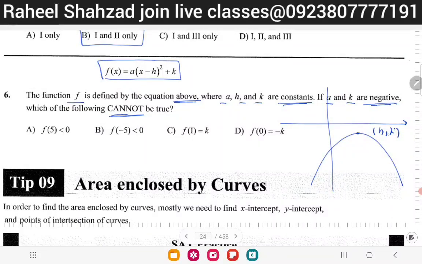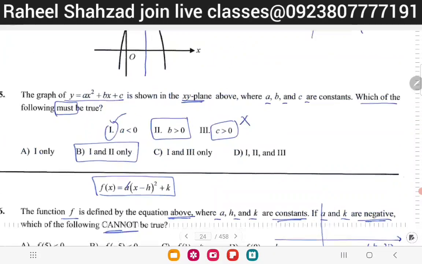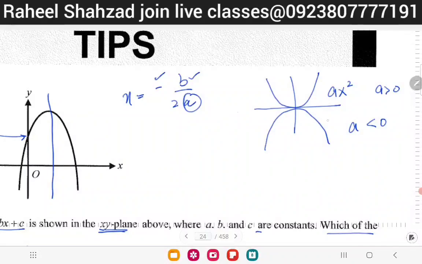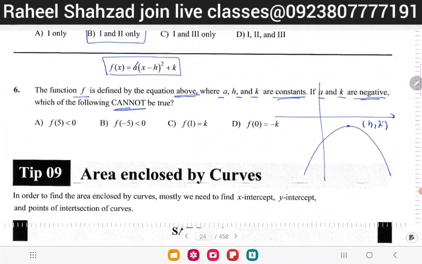Okay. A is negative, it's opening downward. We discussed this here. If your leading coefficient in a quadratic curve is negative, that means it's opening downward, right? So if a and k are negative, which of the following cannot be true? So f of 5 is less than 0. That's pretty obvious it can be, okay? So this is not the answer. F of 5 is less than 0. F of minus 5, suppose minus 5 is here, that is less than 0. That is pretty obvious, that can be true.